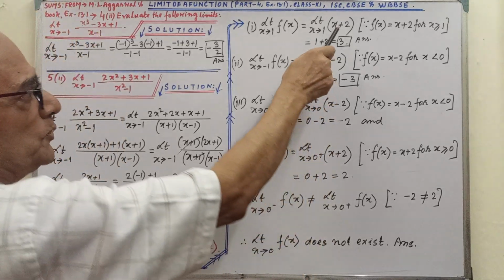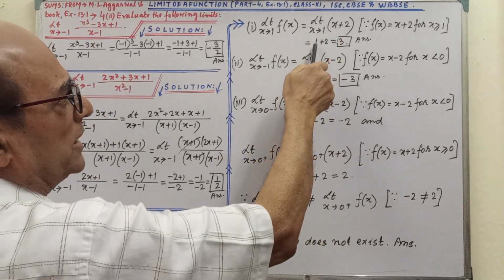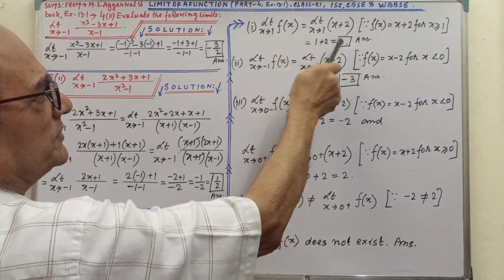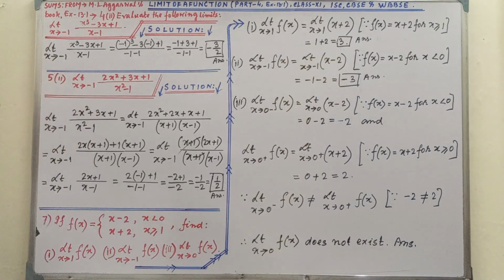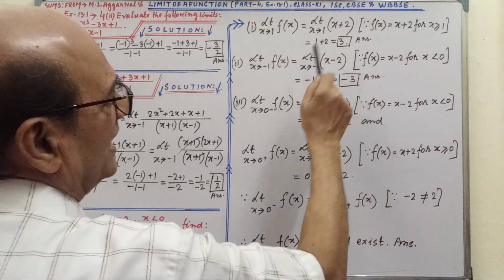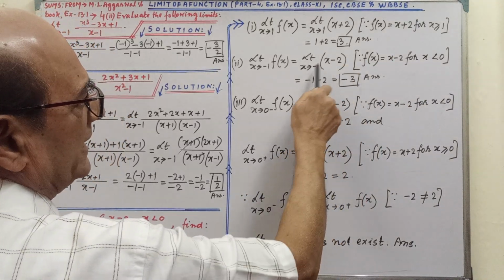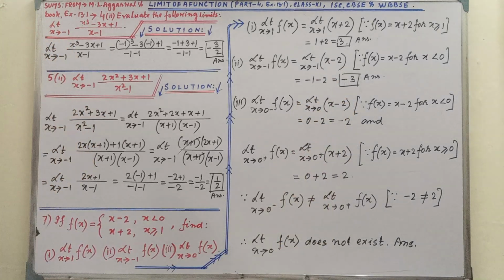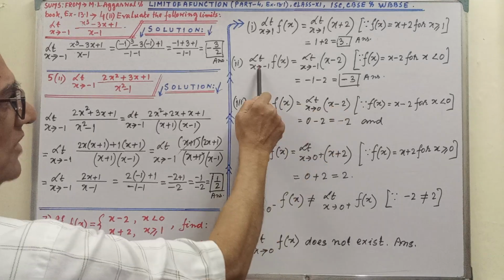After that we have to put the value in place of x. We are putting 1 and plus 2, that is 3. The value of this is 3. This is the answer. Now x tends to minus 1. X tends to minus 1, that means naturally x is less than 0. So this expression will come, that is x minus 2. Here also it is written clearly. Then we have to put the value x tends to 1, that is minus 1. By simplifying we are getting minus 3. This is the answer of this.